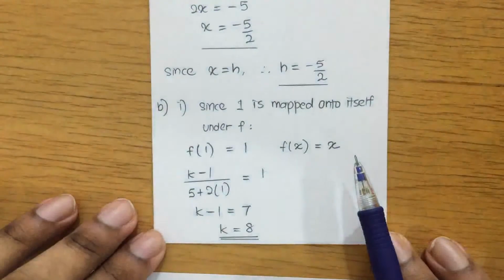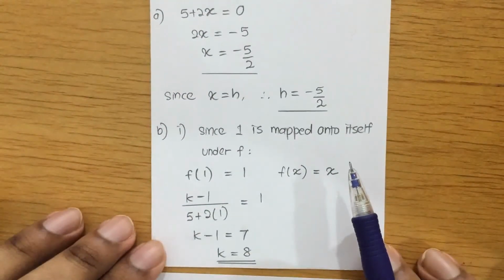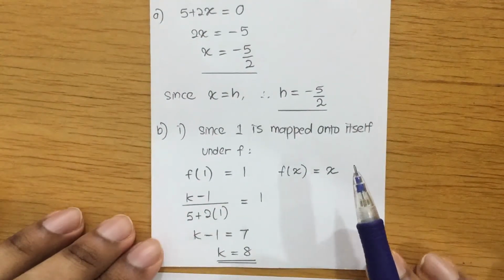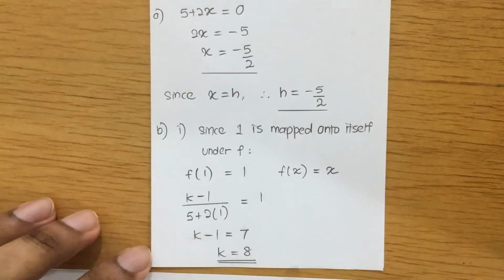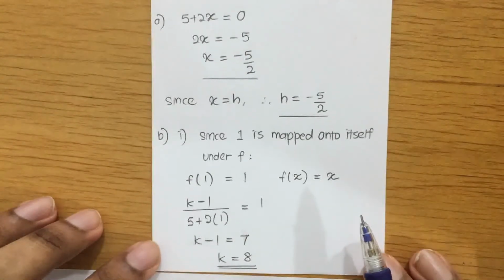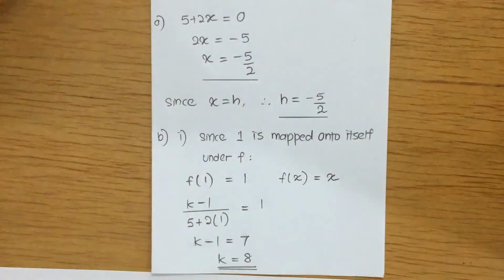So we're going to look at the last question, which is another value of x that is mapped onto itself. Let me turn to the next page for the remaining working. Please hold on for a moment.